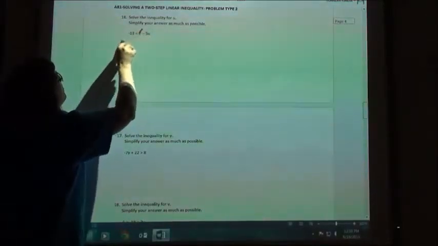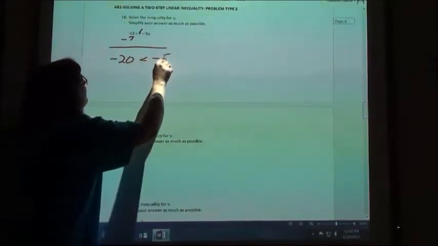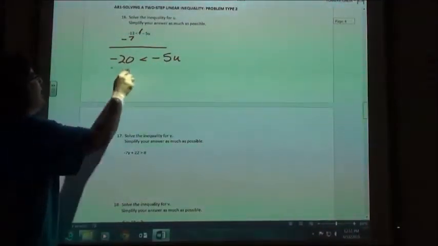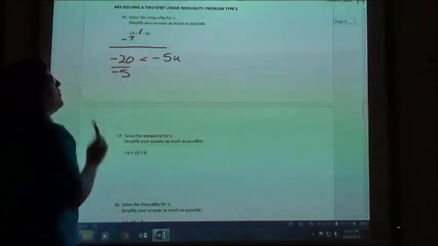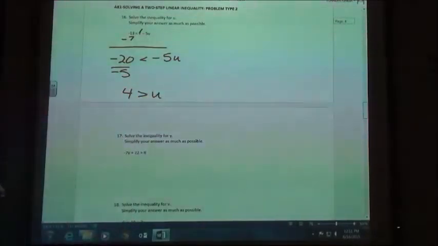So if I'm going to solve this one, first thing I'm going to do is move my 7 to the other side, so -20 is less than -5u. And on the adding and subtracting, that sign's always going to stay in the same direction. Then we'll look and say, oh, I've got to divide by a -5. Since my coefficient is negative, I end up reversing my inequality. So 4 is greater than u.